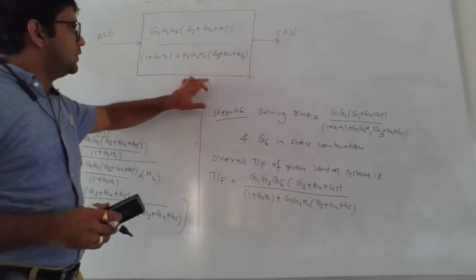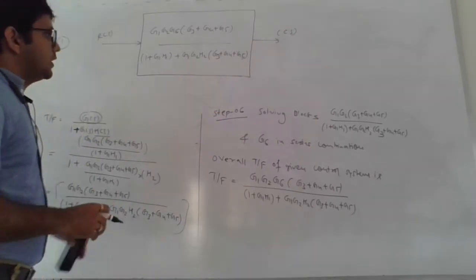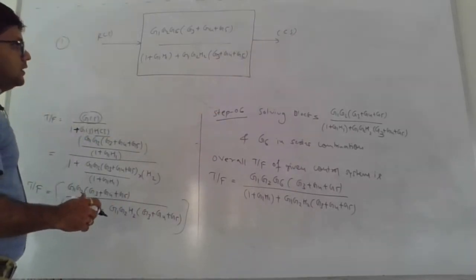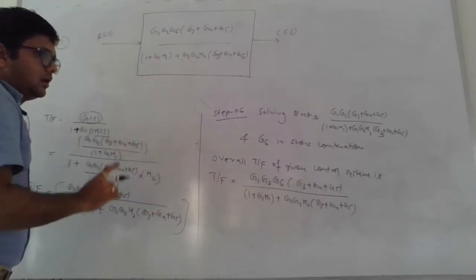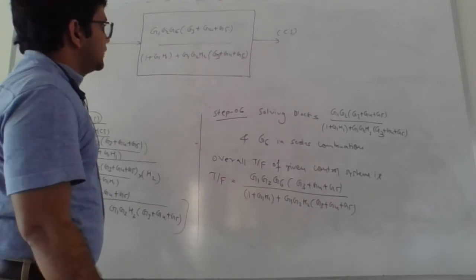So this is our final answer. So finally we can conclude that the transfer function of the given control system is this, and this indicates the block diagram reduction technique concept.